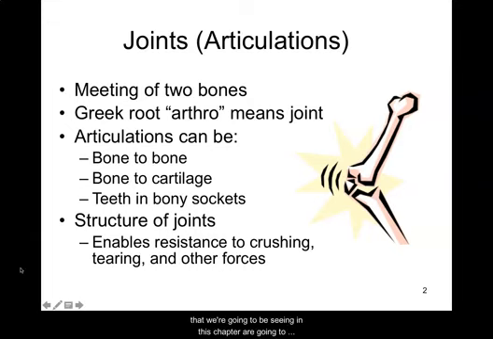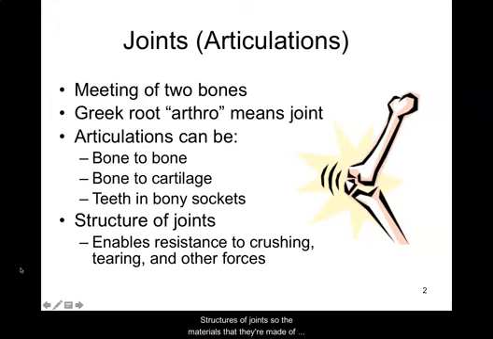A lot of the words that we're going to be seeing in this chapter are going to use the root word arthro. Arthro translates to joint. It's a Greek root word. You've probably heard of arthritis, which is inflammation of the joints. But we'll see that the structural anatomy of joints will also incorporate this word arthro.